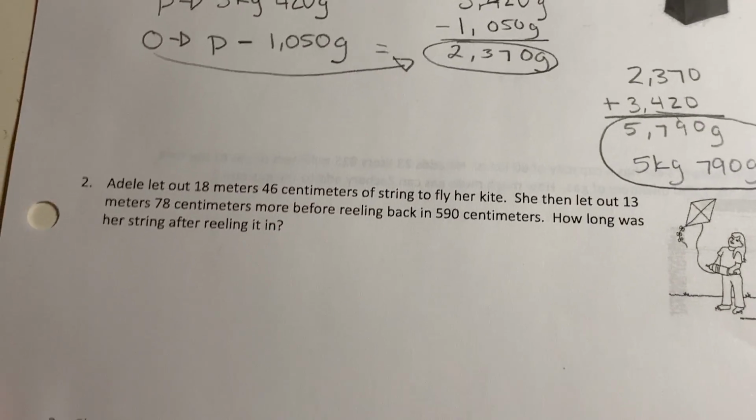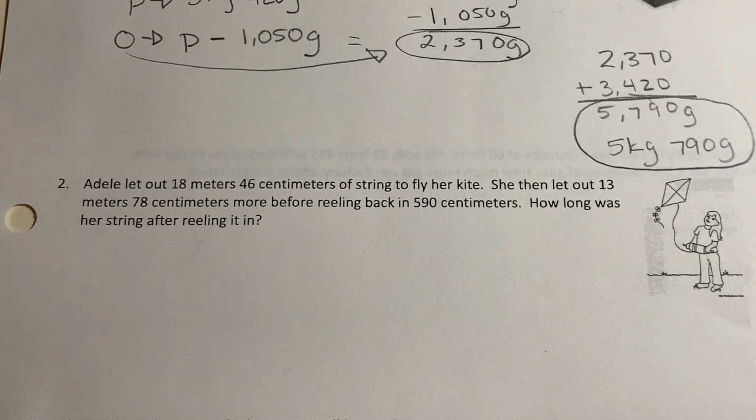All right, let's go ahead and try this next one. Adele let out 18 meters, 46 centimeters of string to fly her kite. She then let out 13 meters, 78 centimeters more before reeling back in 590 centimeters. That reeling back in means she's taking some string away. How long was her string after reeling it in? Read through it, figure out what steps you need to take, and try it on your own.